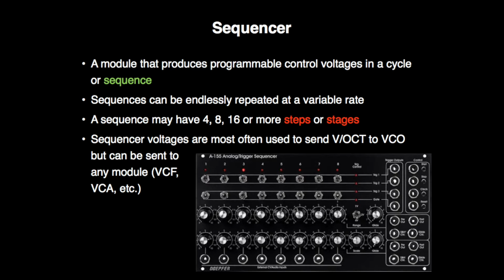As I mentioned, sequencer voltages are most often used to send volts per octave information to an oscillator, but can also be sent to any module. So they could be sent to adjust the cutoff frequency of a filter, sent to an amplifier, a wave shaper, really anything that takes voltage, which is anything in a modular synthesis rack, can take voltage from the sequencer, and those individual steps of control voltage can shape that module over time.